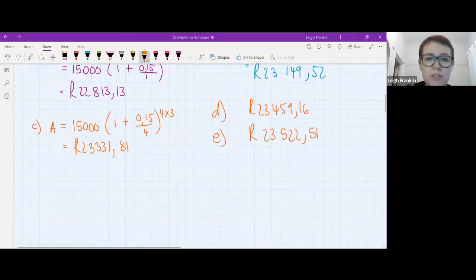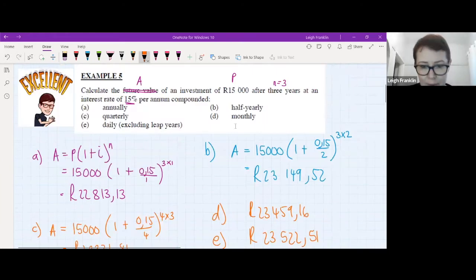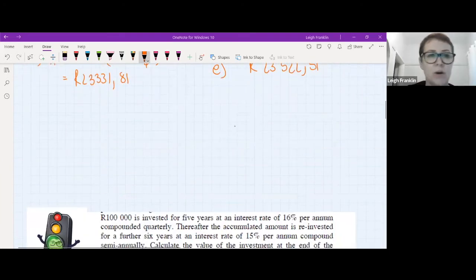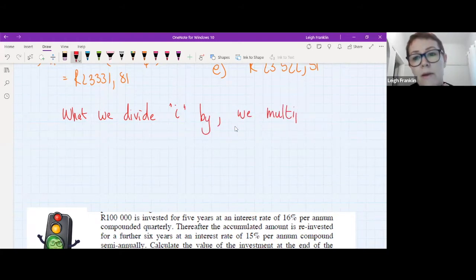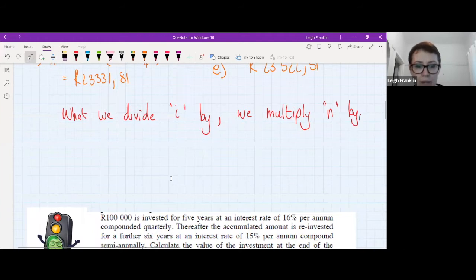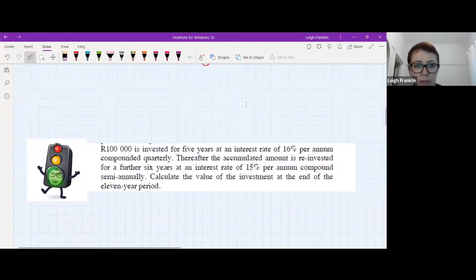Okay, so the reason we were just practicing this, whatever we divide I by, we have to multiply N by. All right, so that's the takeaway message here. So what we divide I by, we multiply N by. Okay, let's move on and let's talk about mostly thumbs up. Oh, good. Okay.